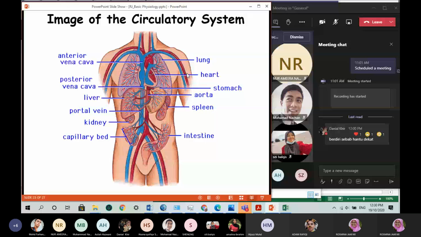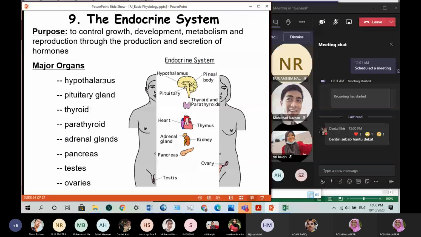So for the major organs, these are the organs within the endocrine system. These organs are actually the factories to produce specific hormones. Hypothalamus for emotion, pituitary gland for growth, thyroid gland, parathyroid, adrenal glands, all those are the endocrine system. It is located throughout the body.